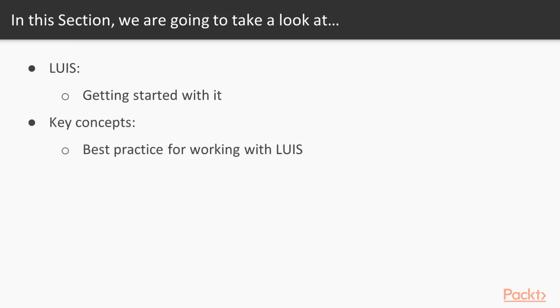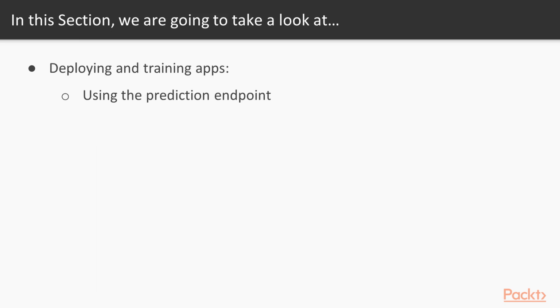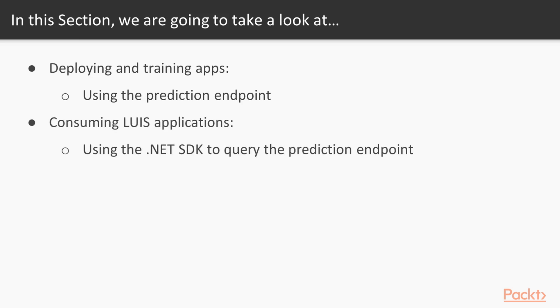Then we look at some key concepts and best practice. We explore how to create a simple application in the LUIS portal before looking at how we can deploy and train applications. Finally, we look at how we can consume language understanding apps in our .NET code.